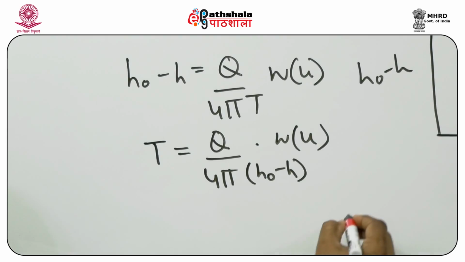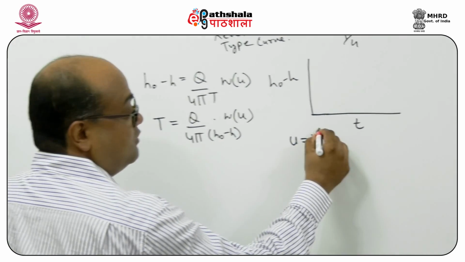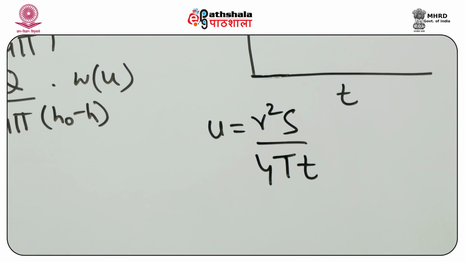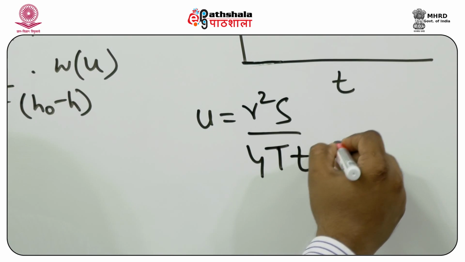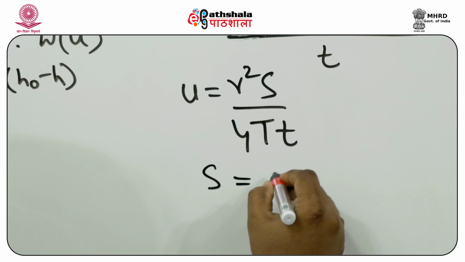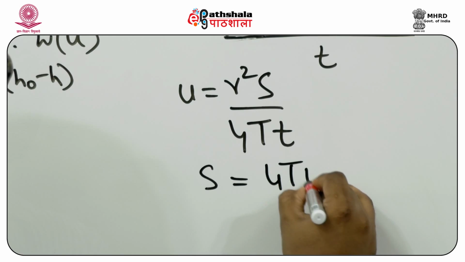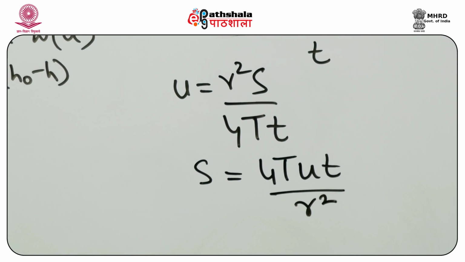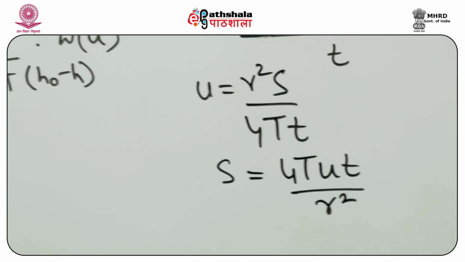How? Because we know the value U is equal to r squared S by 4Tt, where t is time. So what we can do is rearrange this equation and write S equals 4TUt by r squared. So here, what is the solution to this?